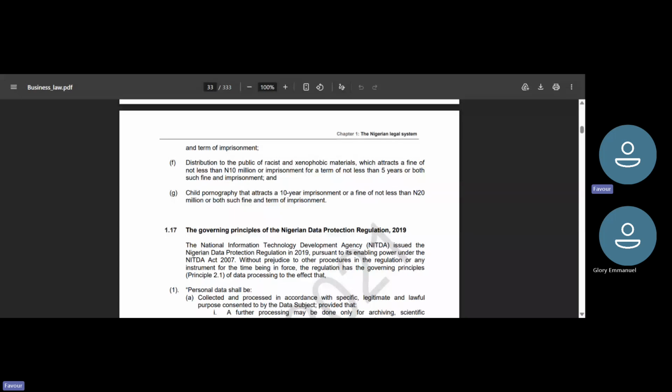Then child pornography attracts 10 years imprisonment or a fine of not less than 20 million naira, or both, depending on the severity.